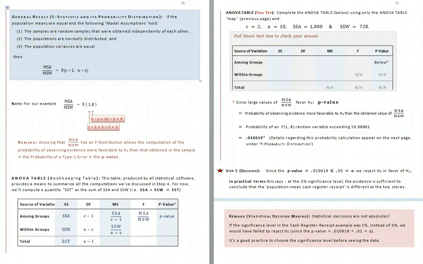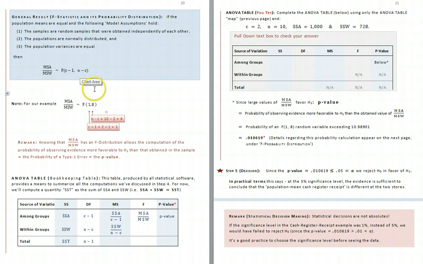The result says, when the model assumptions hold, that is, when the samples are random samples that were obtained independently of each other, when the populations are normally distributed, and when the population variances are equal, then our test statistic, MSA over MSW, is distributed as an F distribution with C minus 1 degrees of freedom for the numerator and N minus C degrees of freedom for the denominator.